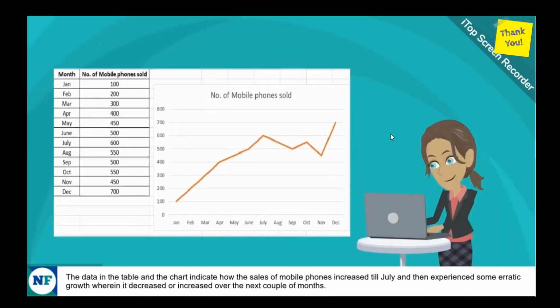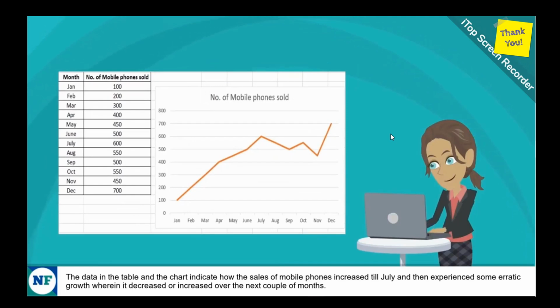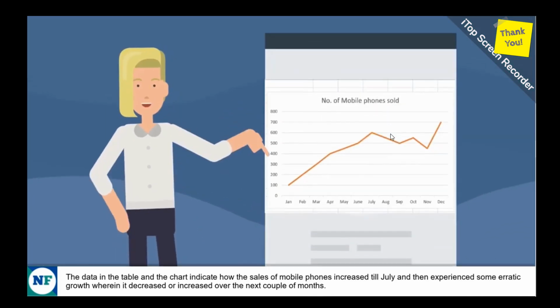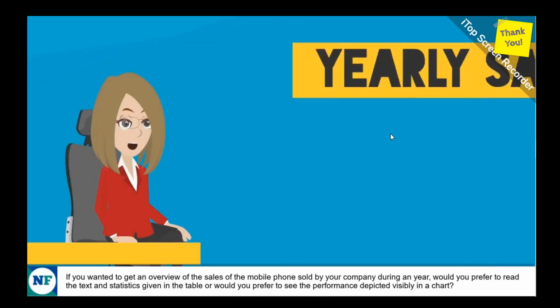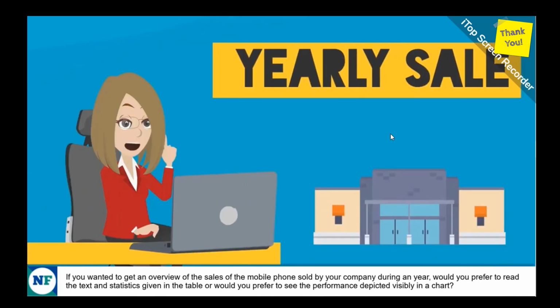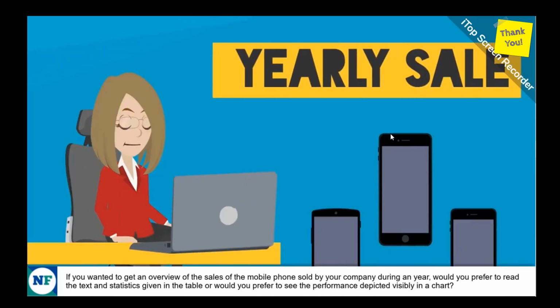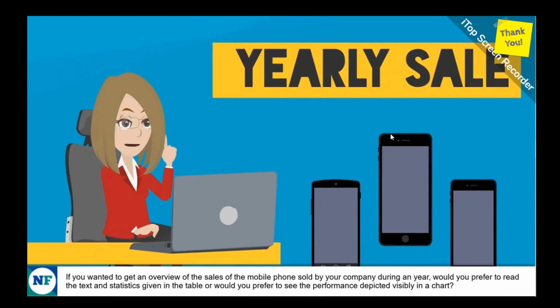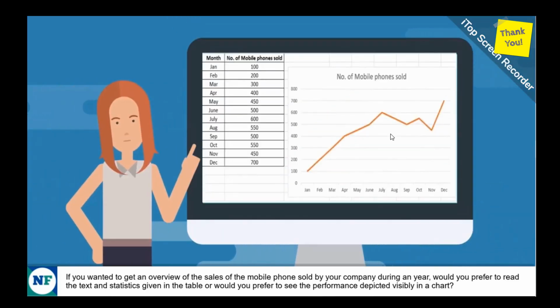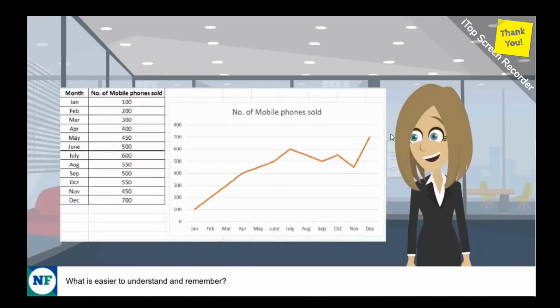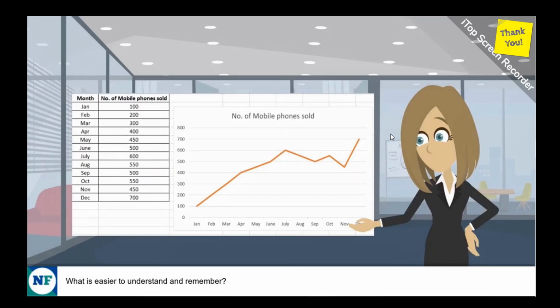The data in the table and the chart indicate how the sales of mobile phones increased till July and then experienced some erratic growth, wherein it decreased or increased over the next couple of months. If you wanted to get an overview of the sales of the mobile phone sold by your company during a year, would you prefer to read the text and statistics given in the table, or would you prefer to see the performance depicted visibly in a chart? What is easier to understand and remember?